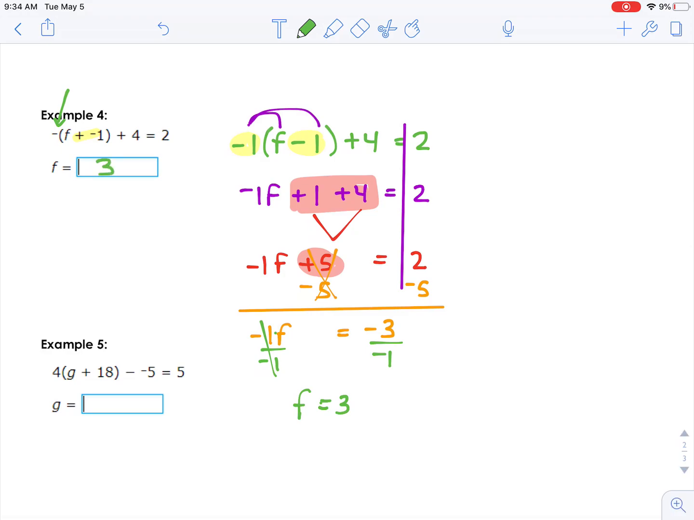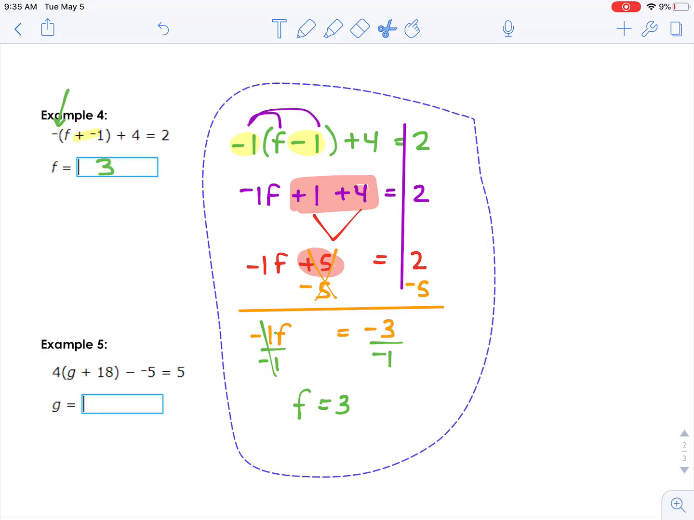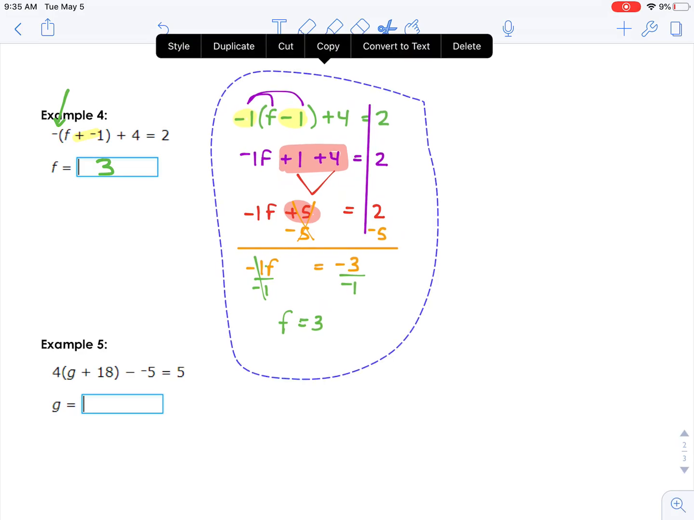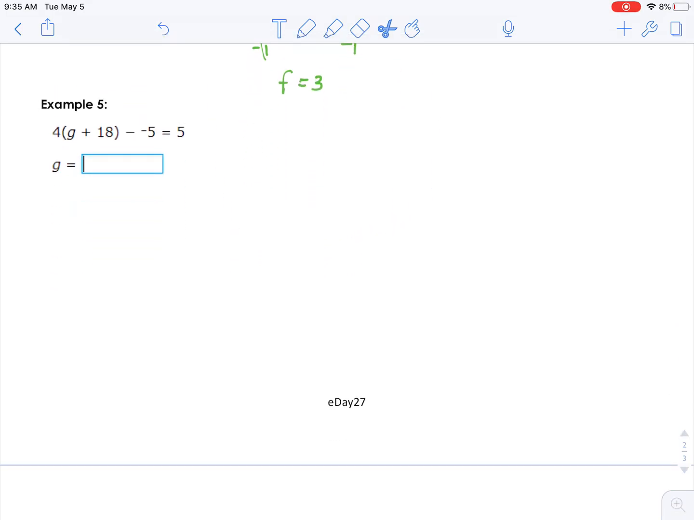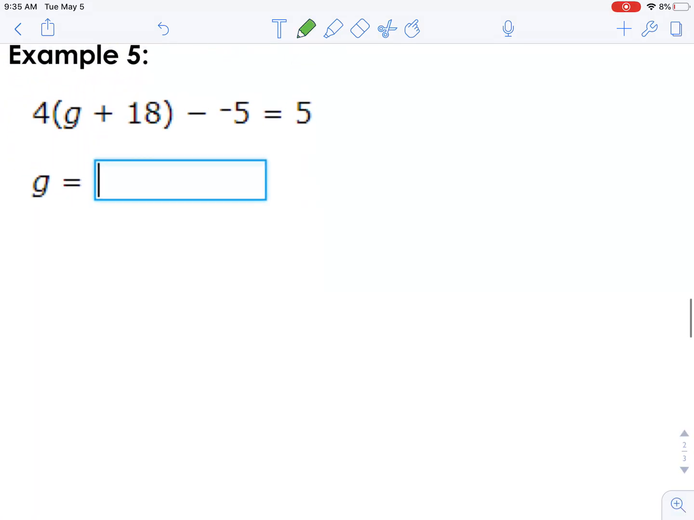So this is definitely a harder problem. There's a lot going on with it. They do have some hard ones in this IXL. If you are getting stuck, I just really suggest that you hop on Zoom and we'll work with you. You share your IXL screen and we'll do the problem right along with you.